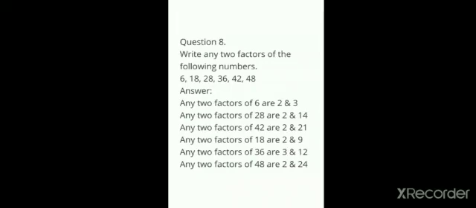Eighth question. Write any two factors of the following numbers.